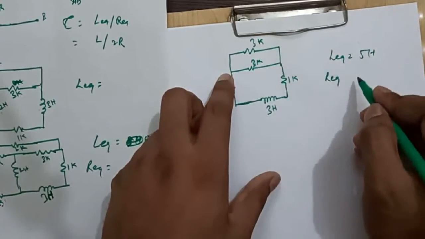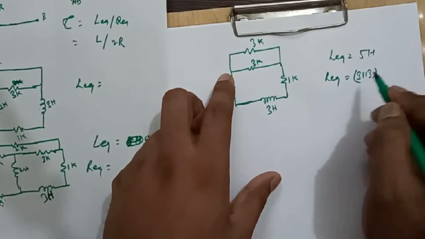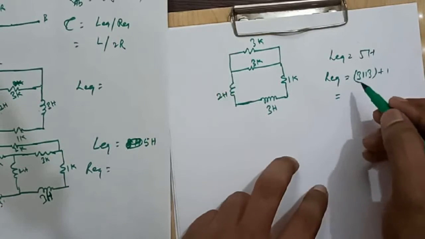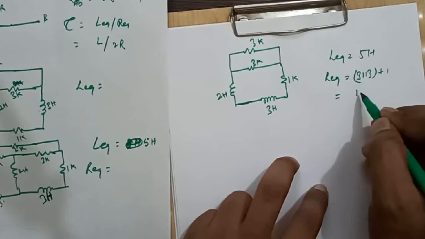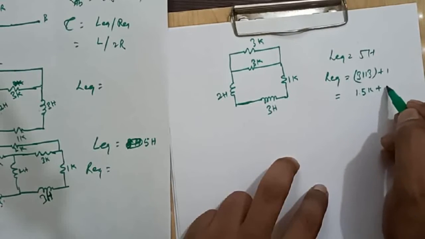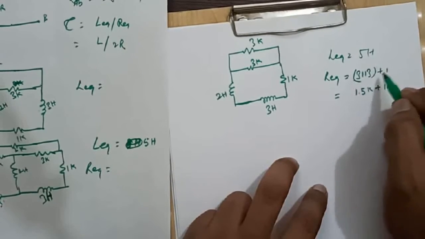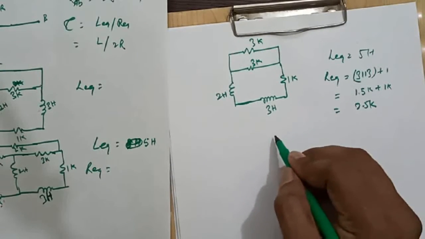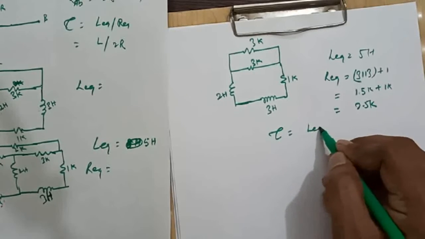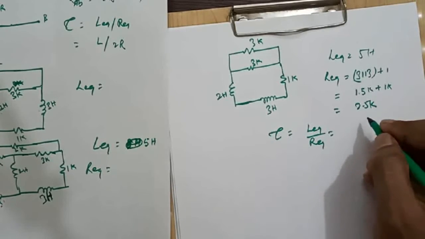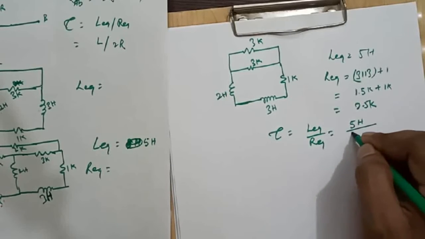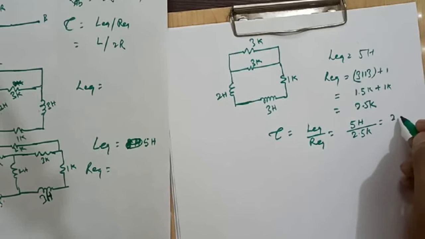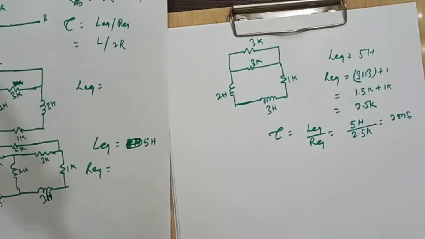3 parallel to 3, in series with 1. What will it be? 1.5K plus 1K. These all were in kilo ohms, so 2.5K. Now the time constant will be what? L equivalent by R equivalent. L equivalent was 5 Henry, divided by 2.5K, which means 2 milliseconds, right?